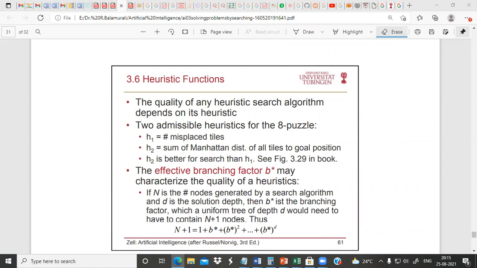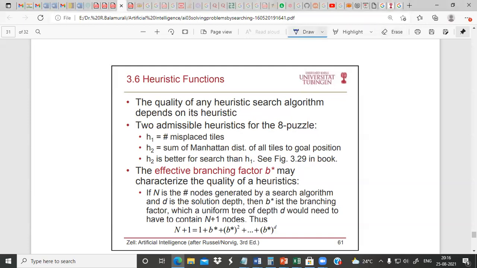So, in the last lecture, we discussed various uninformed search techniques. That is, we discussed informed search techniques, that is, the heuristic search algorithms. So, in this lecture, we'll be discussing the importance of the heuristic function.